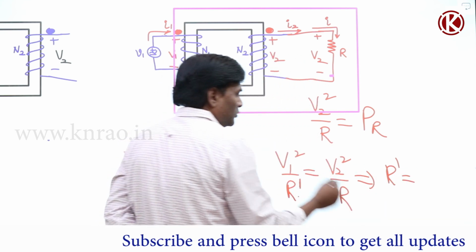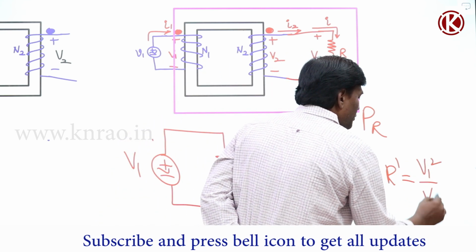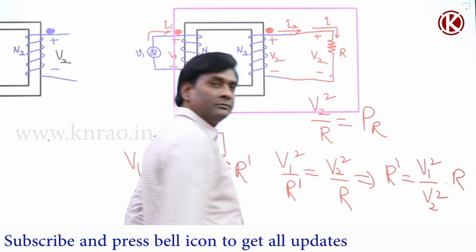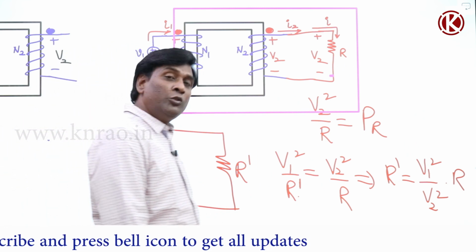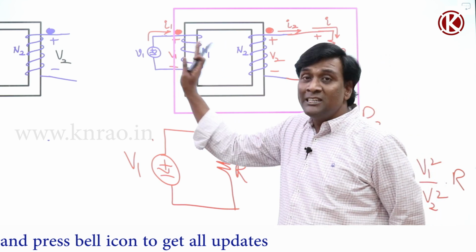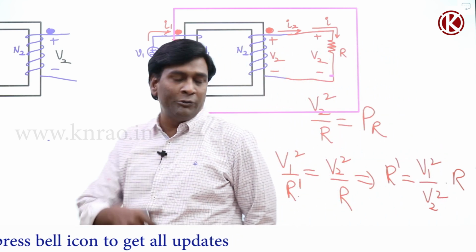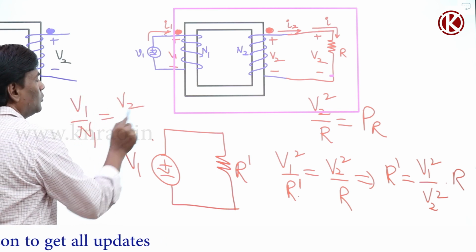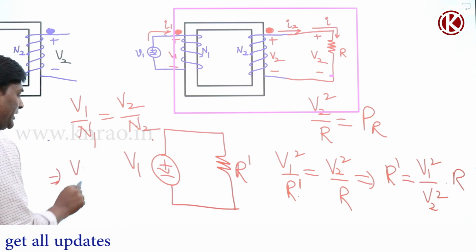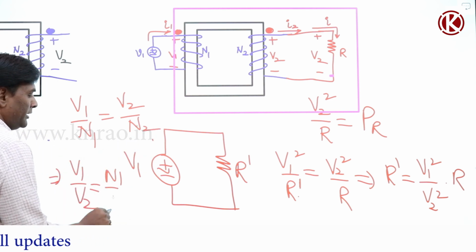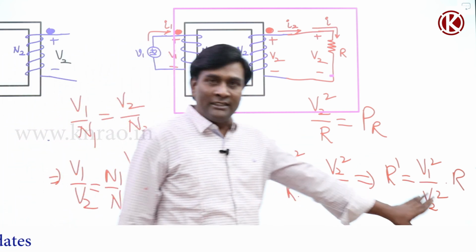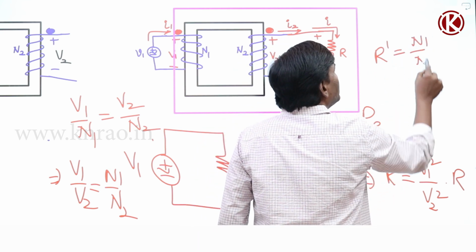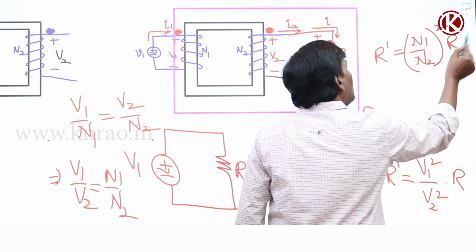R dash is going to be V1 square by V2 square into R. Already we know the EMF per turn, or not? Yes, EMF per turn, the voltage per turn here and voltage per turn here is going to be the same, already we discussed. So that equation is EMF per turn equal to voltage per turn, meaning that V1 by V2 should be equal to N1 by N2. If I apply this here, then R dash should be equal to (N1 by N2) square into R.